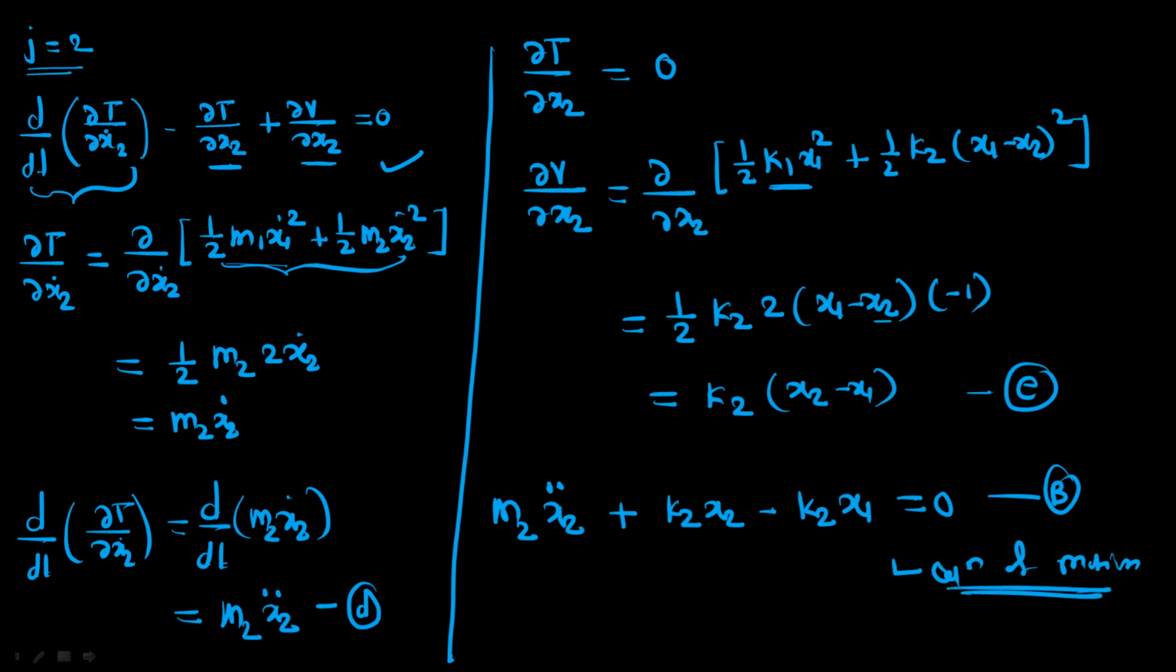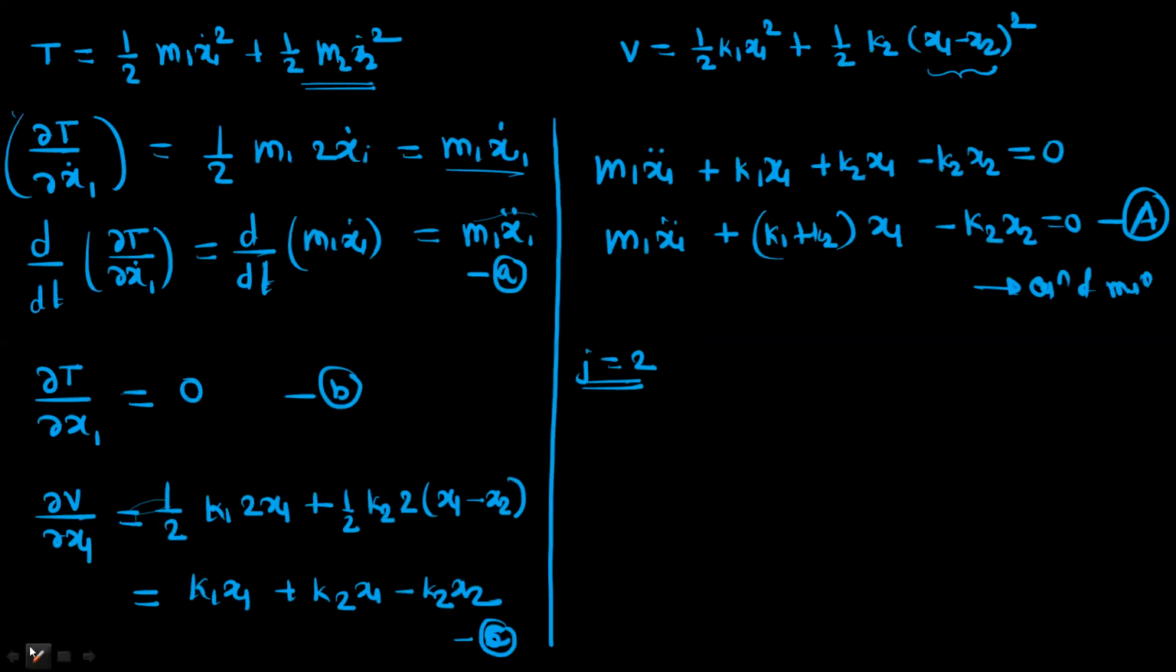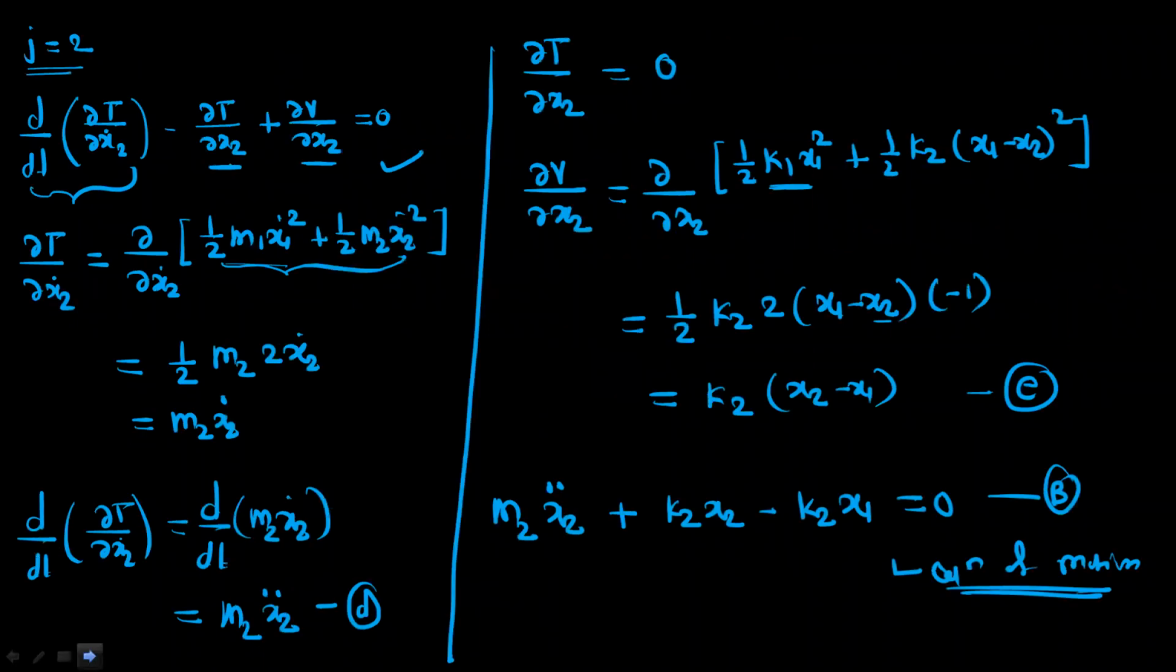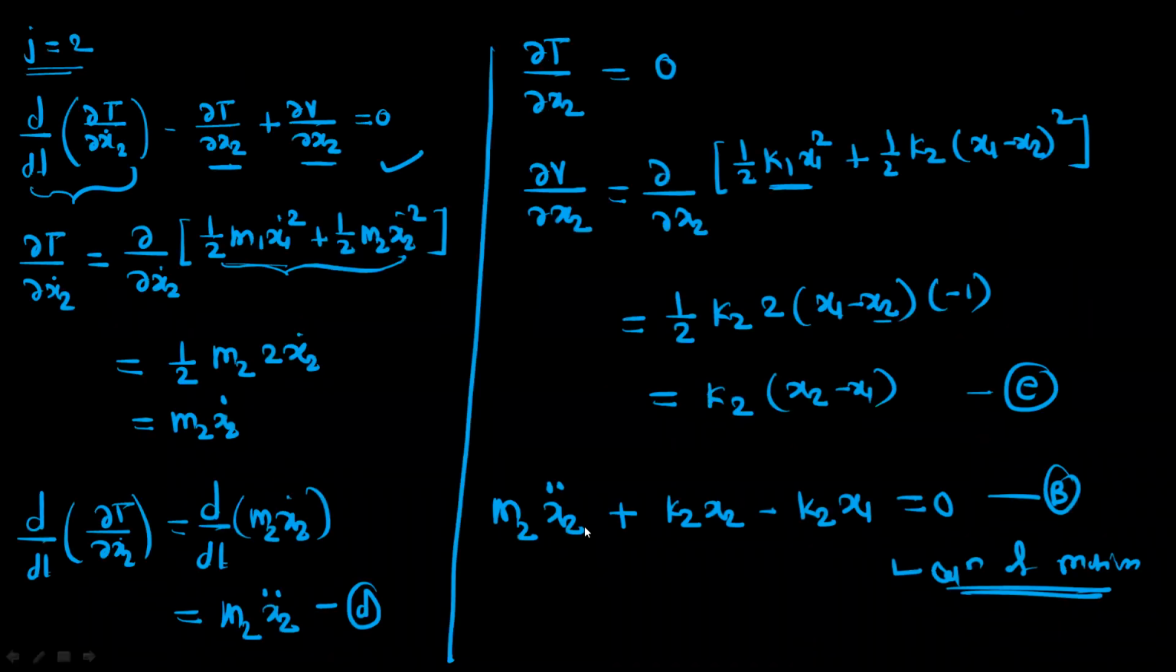So we will write both these equations. The first equation is m1 x1 double dot plus (k1 plus k2) x1 minus k2 x2. This is equal to 0. And the second equation is m2 x2 double dot plus k2 x2 minus k2 x1.